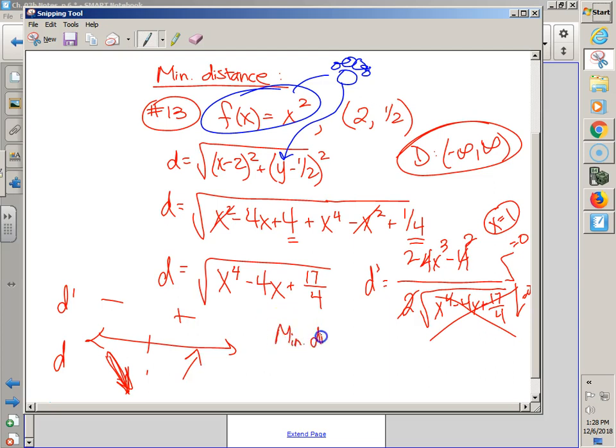Careful. Does it ask for a point or an x value? Did you guys write it down? You should have. Point. Uh-oh. So I care about the distance. Let's plug into D. I care about the y, so let's plug into y. What's 1 squared? The distance is minimized at the point 1, 1.